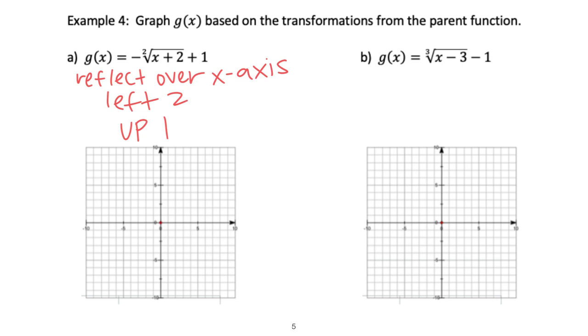All right, the second one, there was nothing in front, but there was a -3 under the root, so that would be a right 3. And then the -1 in the end should have been a down 1. Okay, so take some time and practice this on the 5.3 worksheet.